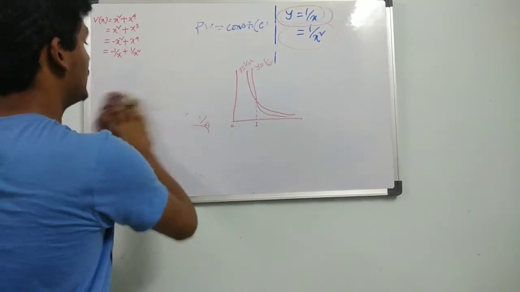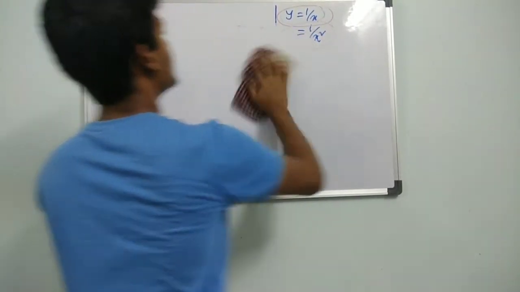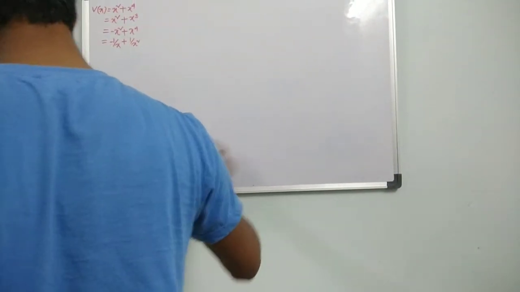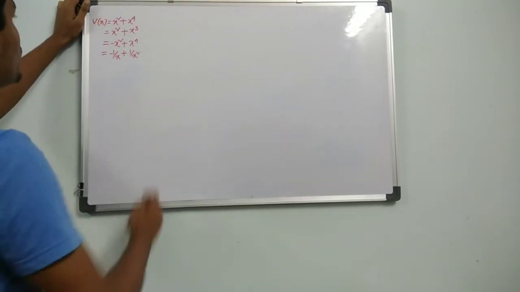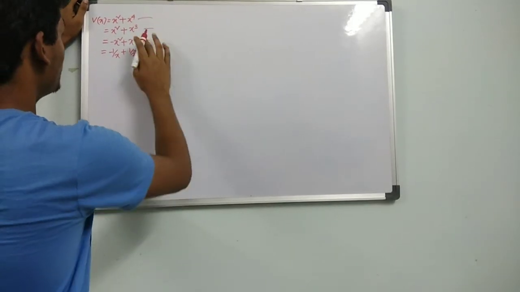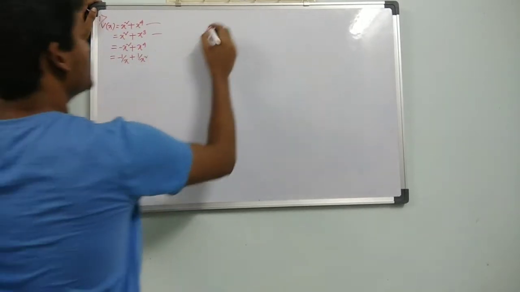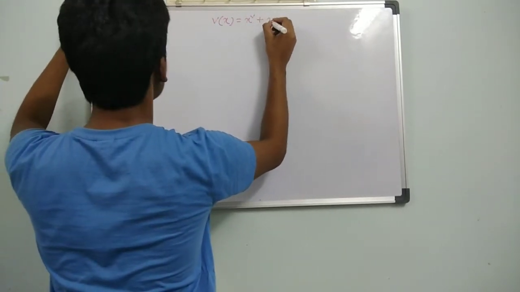So let me come to this sum of potential functions. This basically represents potential in the case of chemistry actually. So this is a very important function. So to draw this, I have to draw this. Let me take first this: V(x) equals x square plus x to the power 4.